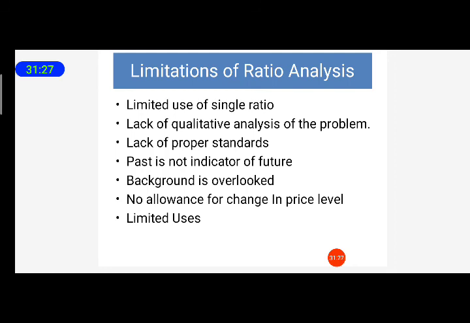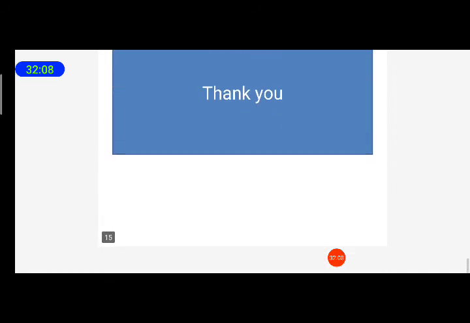Then next, the past is not an indicator of the future, then background is overlooked, then no allowance for change in price level, and limited use. These are some limitations. Ratio analysis is not a substitute for sound judgment, but rather a helpful tool in applying judgment in complex situations. So the conclusions drawn with the help of ratios should be verified with other techniques too. Thank you.